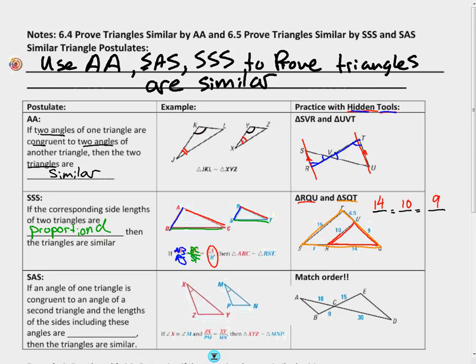So what's the length of SQ? You have to add them together. So 7 plus 14 is 21. What's the length of ST? 15. But now it's length of TQ. Well, it's TU plus 9. So what's 4.5 plus 9? 13.5. Those aren't the same. But what happens if I simplify them? They would be the same. What are they all reduced down to?